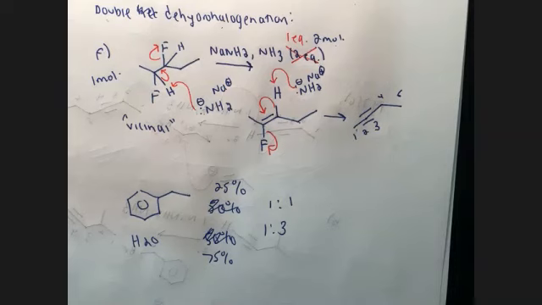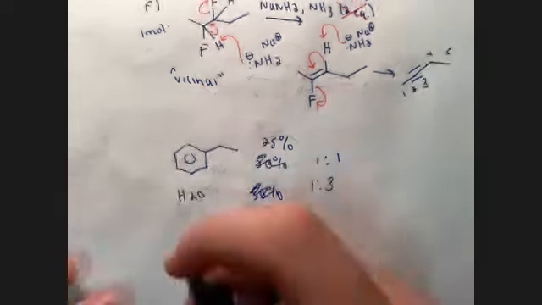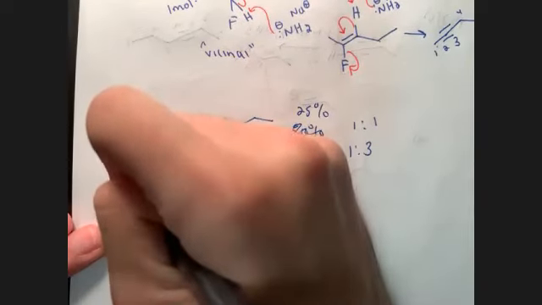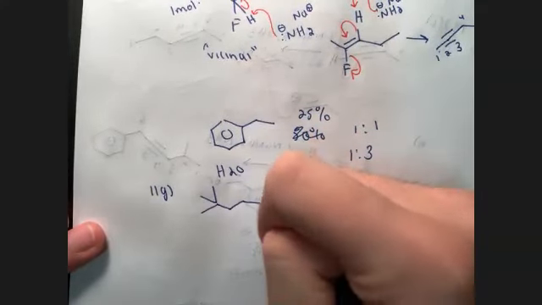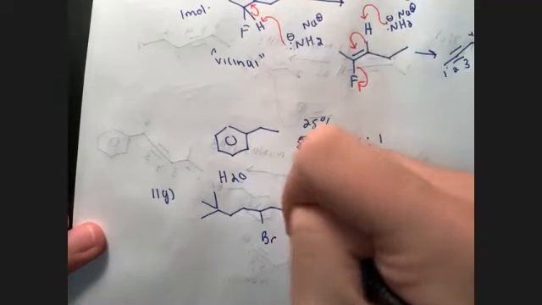So this is backwards, right? But I think all of this pretty much makes sense. So let's just do another example. Okay, so we're on, let's just do 11G. So we have something that looks like that. We have a bromine here, and looks like a bromine there.